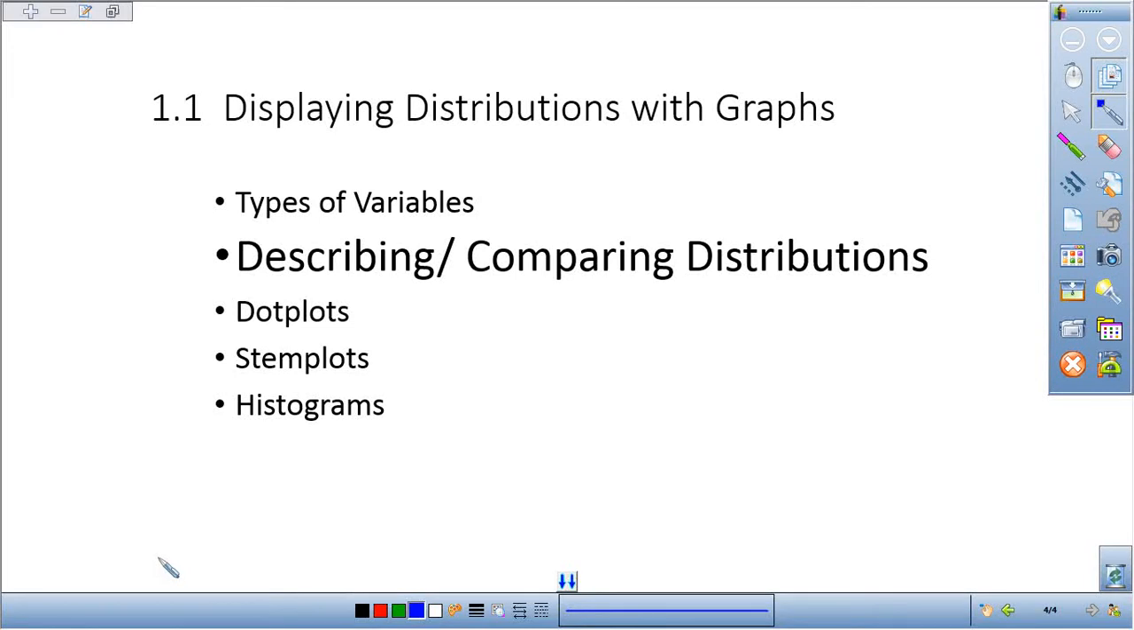So today we're going to focus on really the very basic components of any statistics class, and that's some of the initial displays. What we're going to focus on are types of variables. A big one today is ways to describe and compare distributions, but then underneath we talk about different types of displays. We're going to talk about Dotplots, Stemplots, and histograms. So without further ado, let's jump right into types of variables.